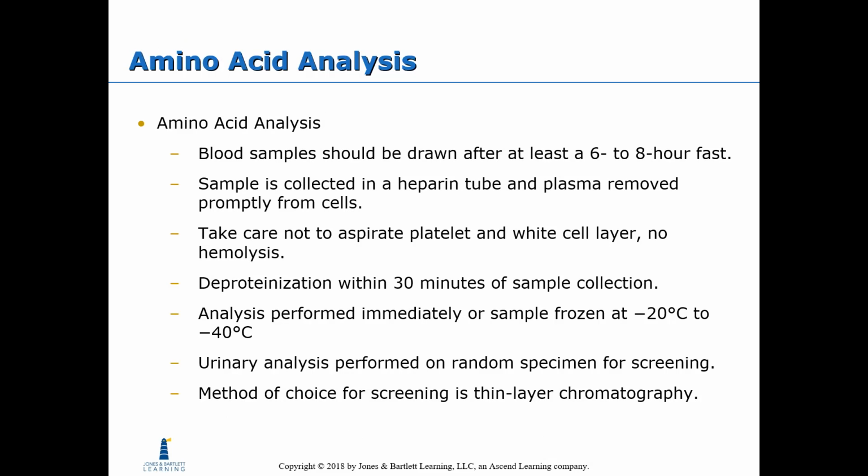For other types of amino acid analysis, blood samples should be drawn after at least 6 to 8 hour fasting. So the patient should fast for at least 6 to 8 hours. Sample is collected in a heparin tube, and the plasma is removed promptly from the cells. So as soon as we collect that, we are going to mix it with the heparin, and then we're going to centrifuge it, and we want to remove the plasma. While we're removing the plasma, we want to make sure that there's no hemolysis, and make sure not to remove the platelet and white cell layer of that tube.